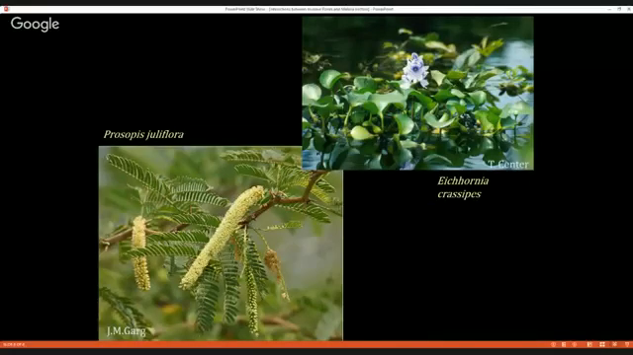So keep in mind that there's a separation between classical weed science, which is really focused on bad plants in agriculture, and invasive plant science, which focuses more on bad plants in natural and disturbed systems. And the factors affecting which plants become weedy or invasive are going to depend on what kind of system you're talking about.